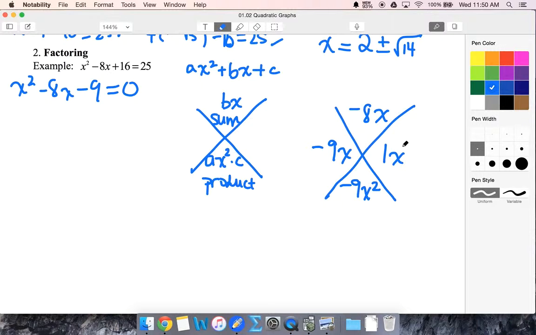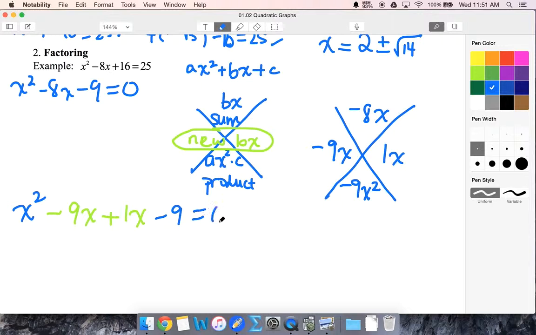All right, now that I have these values become the new bx terms. So I'm going to come down, I'm going to rewrite this, except I'm going to replace my bx with these two terms. So I'll have x squared. Now I'm going to replace my negative 8x with negative 9x plus 1x, and I'll rewrite the c value, minus 9 equals 0.